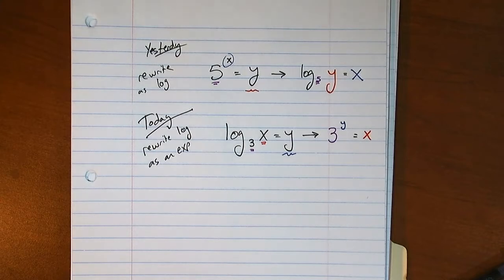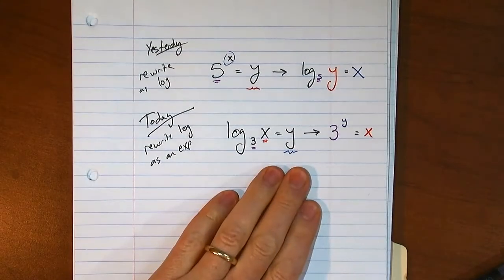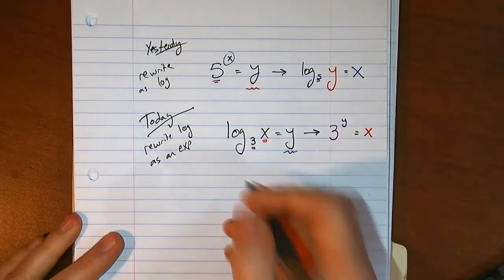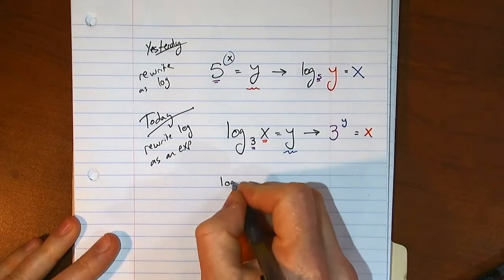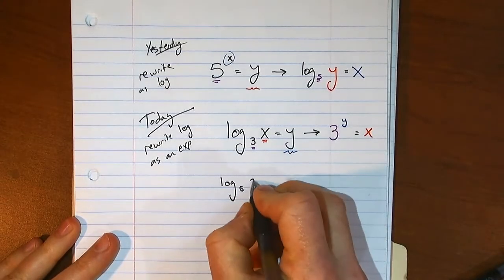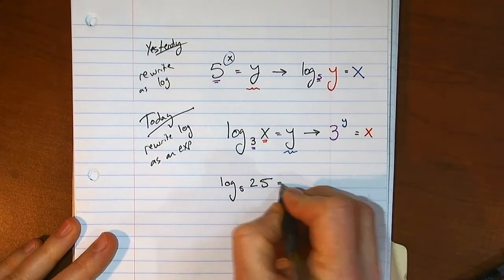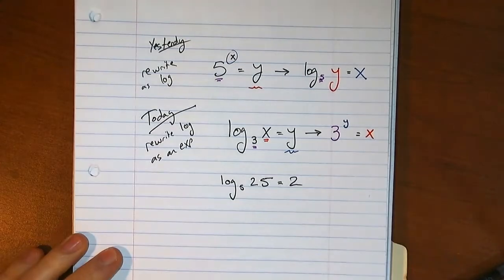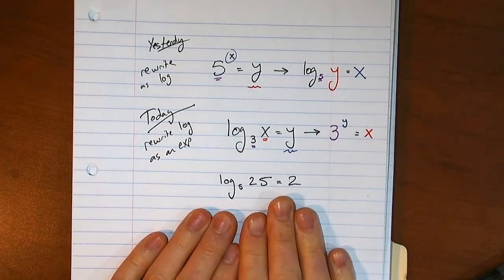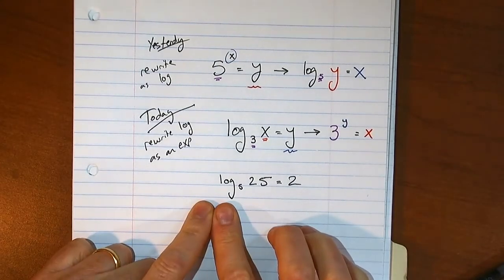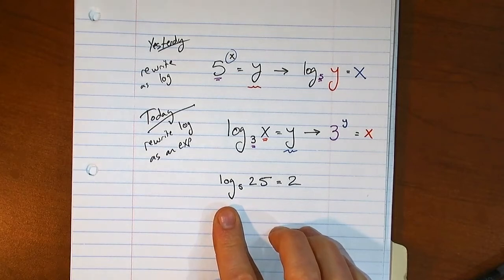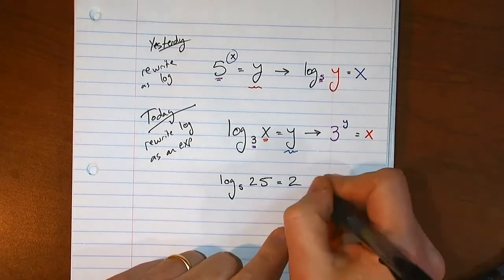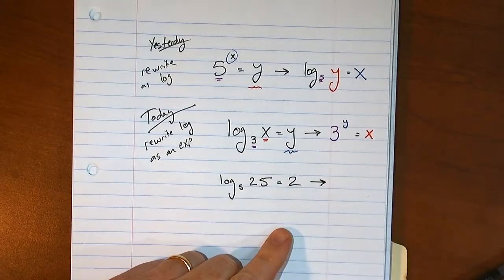So we can do that with equations that have variables. We can also do that with equations that have numbers. Okay, so here's an equation that has numbers. It's in logarithmic form. But now what we want to do is we want to switch it to be something that is in exponential form.